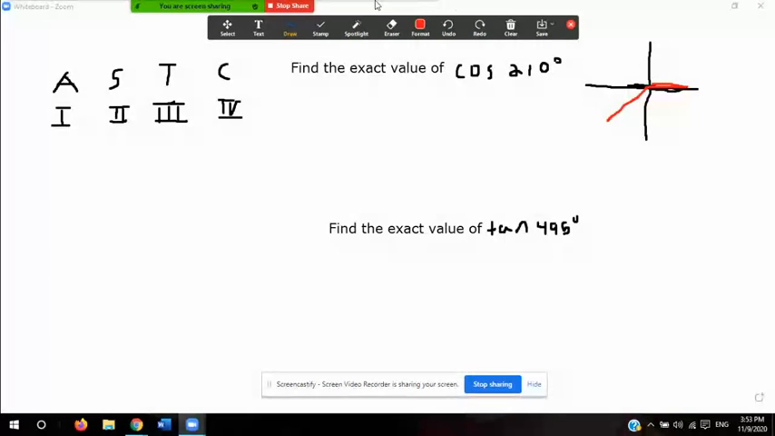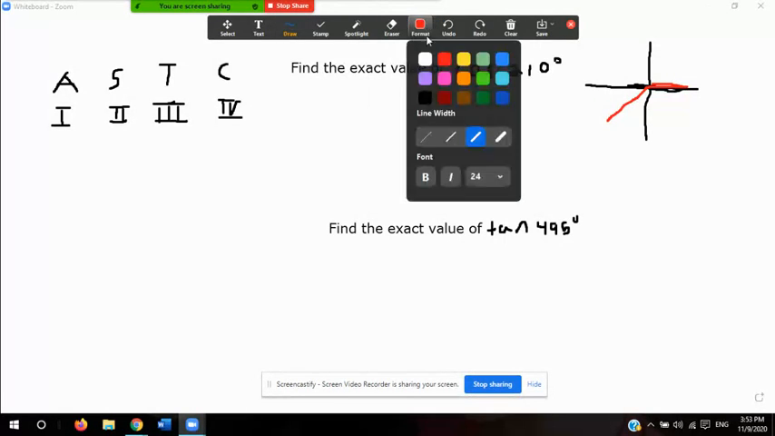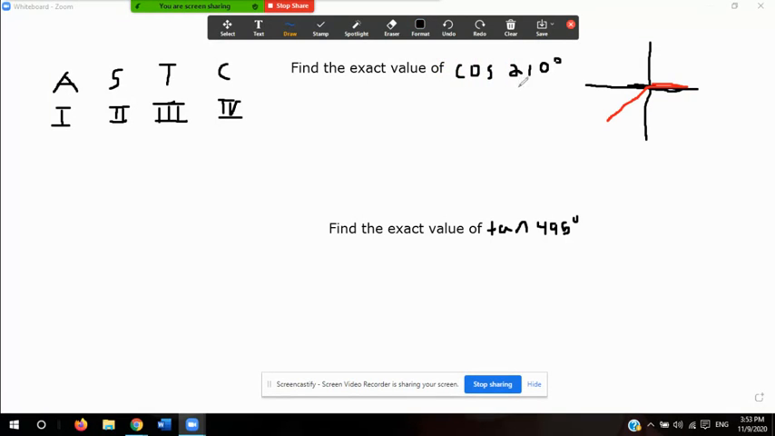So the first thing I'm going to do is subtract 210 minus 180, because the terminal side is in quadrant 3, and if the terminal side is in either quadrant 2 or 3, we use 180 as our reference. So 210 minus 180 equals 30 degrees. Now, because 30 degrees is a special angle, I know the cosine of 30 degrees. So we're going to look for the cosine of 30 degrees.